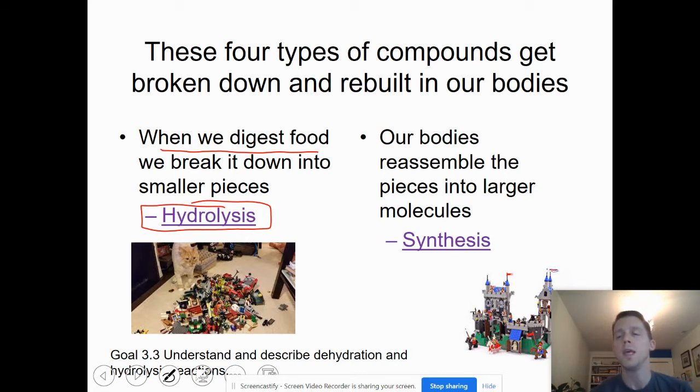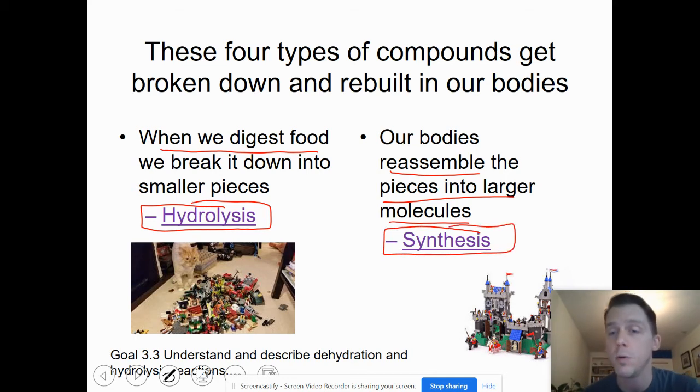But let's say we eat a steak. Steak has lots of protein and fat, and let's say we want to take that protein and build more muscle with it or more enzymes with it. Well, then we have to reassemble it. Our bodies will then take what we broke down and reassemble it into larger molecules. That is called synthesis, another term that you must know.